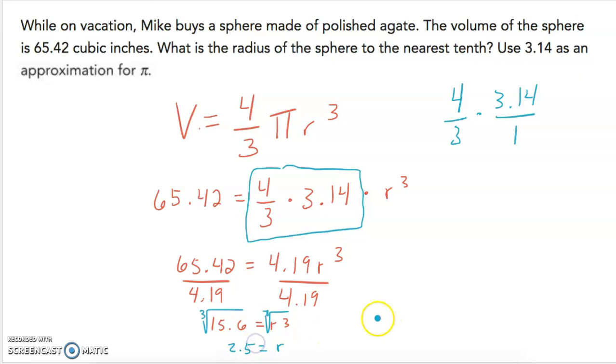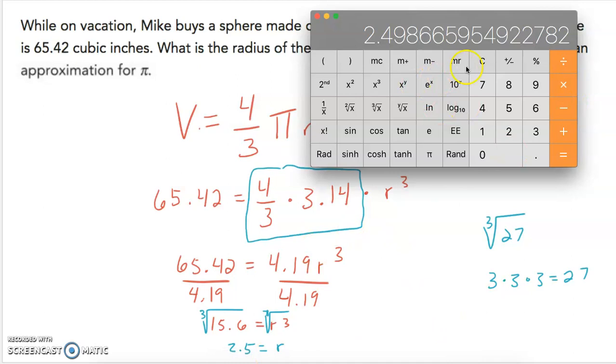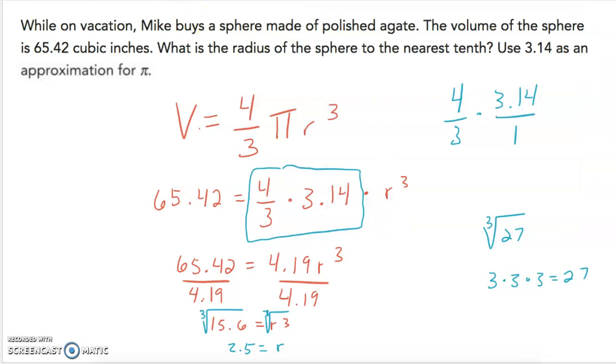Now, we talked about the cube root at the beginning of the year. The cube root of something, for example the cube root of 27, just means what number times itself 3 times gives me 27, and that is 3. So 3 times 3 times 3 equals 27. If you don't have a calculator like this, you could just go to Google and type in what's the cube root of 15.6, and you'll get it. All right, let's do 2 more, and then we're done.